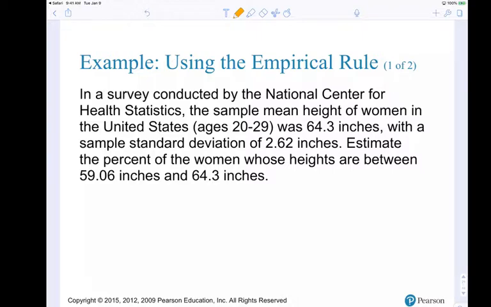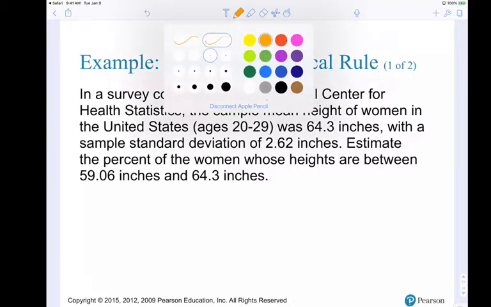Give me a color. No, other than me. Okay, I think pink is, yeah.